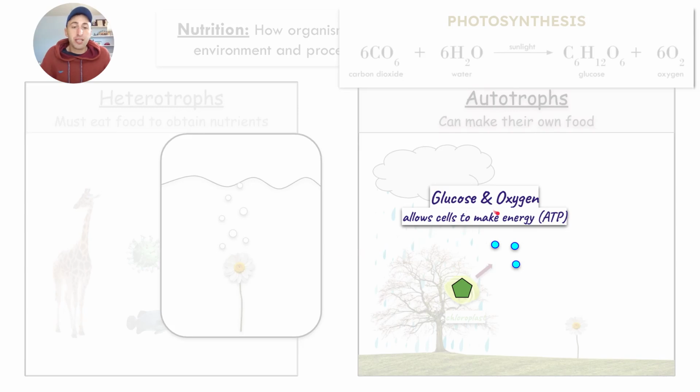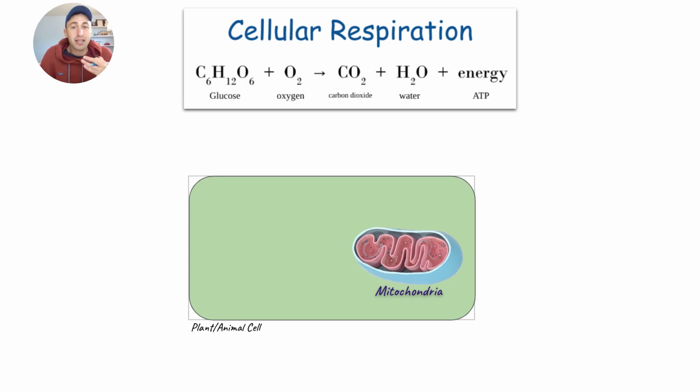So glucose and oxygen, that is what plants make in the chloroplast. They make glucose and then they breathe out oxygen, and then that will be used by cells to make ATP. Now, again, this is used by all cells. All plant and animal cells will use the glucose and the oxygen to create energy, create ATP, as well. And that is by the process of cellular respiration.